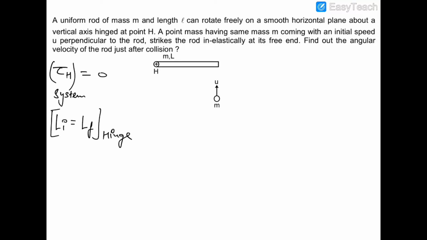Now to write down the initial angular momentum Li, we know that this ball is moving with a velocity of u at a distance of L from the hinge. So its angular momentum will be mUL. And the rod was stationary initially, therefore the angular momentum of the rod initially was 0.